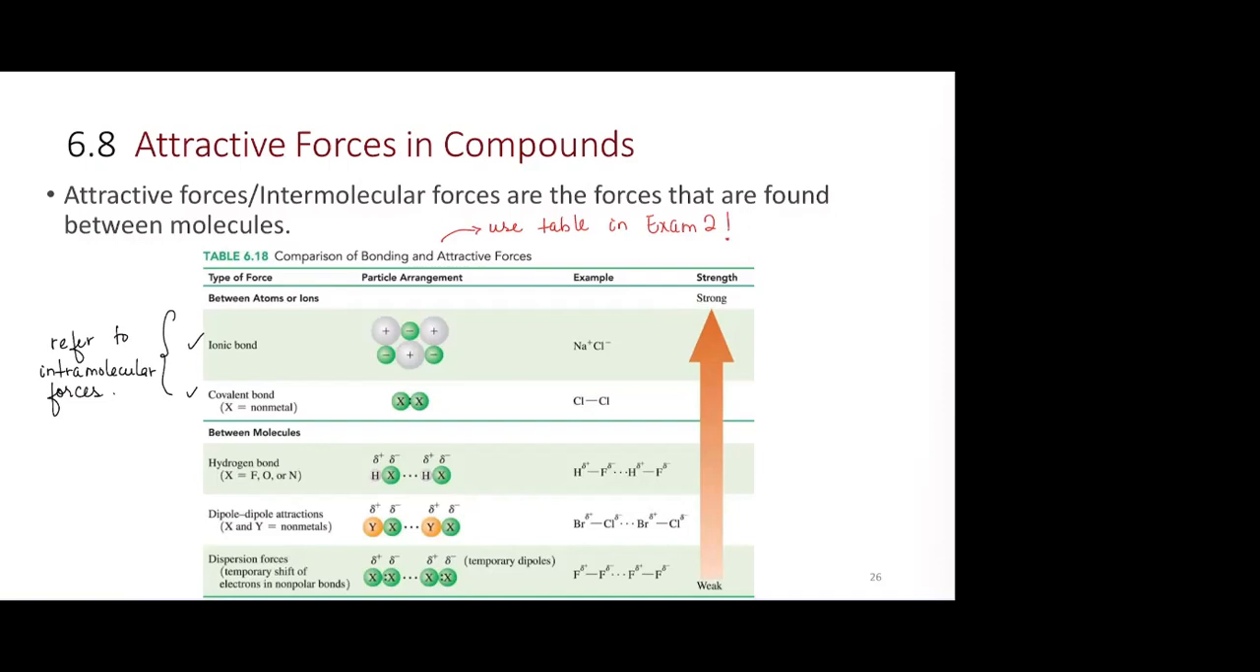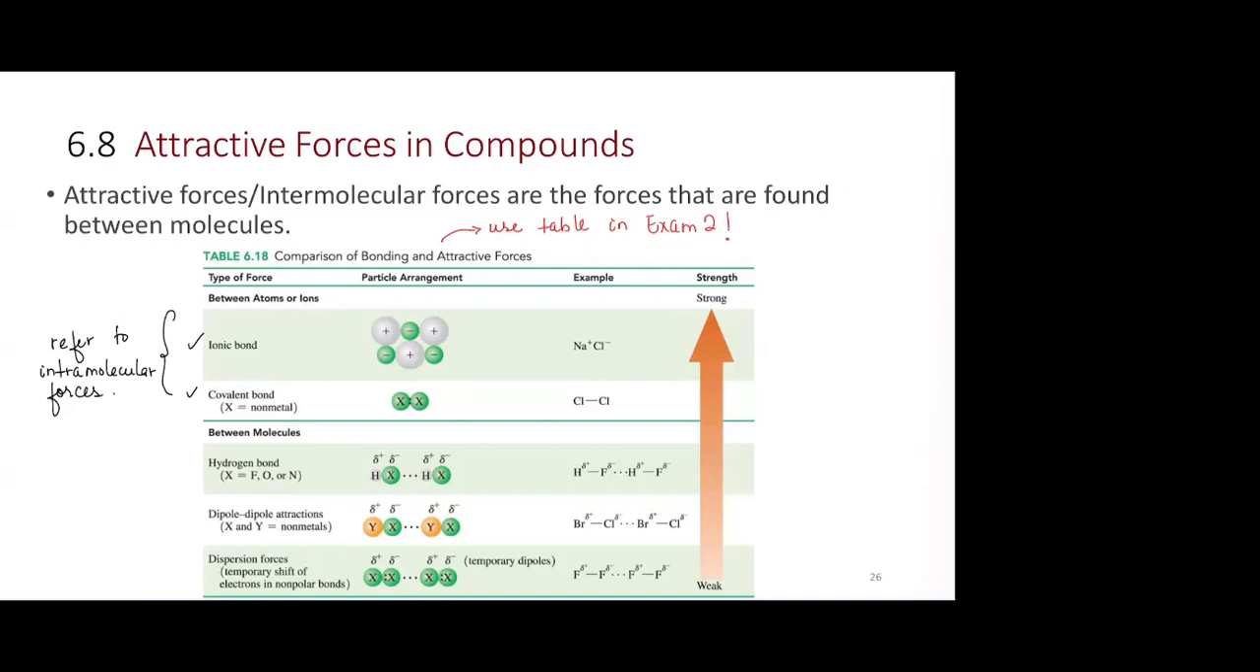So what does that mean? When we're looking at this table in terms of intramolecular forces, it is known that an ionic bond is going to be stronger than a covalent bond. Now, when it comes to the intermolecular forces or attractive forces, as you can see, dispersion forces are going to be weaker compared to dipole-dipole attractions, and dipole-dipole attractions are going to be weaker than hydrogen bonding.